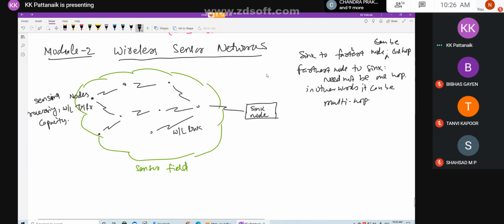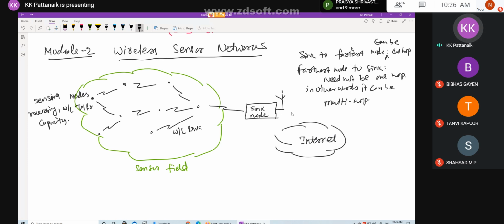After the data reaches the sink node, it sends it through the internet infrastructure. The sink node again can be wired or wireless. So the sink node communicates through the internet to the remote task manager node, or the user, like this.